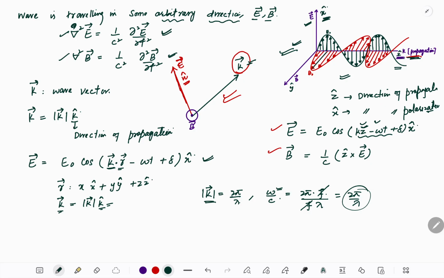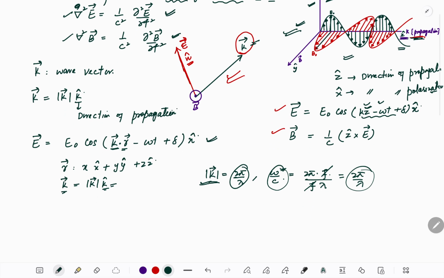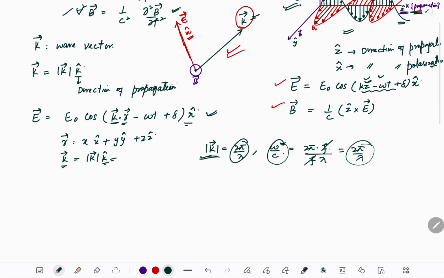I have done it in a very different way in some previous videos, so you can have a look at that. Probably that is not necessary right now. You can remember it: mod of k, which is the magnitude of the wave vector, is 2 pi by lambda, and it's also equal to omega by c. So in this equation, we will always replace this k vector by omega by c times k cap.